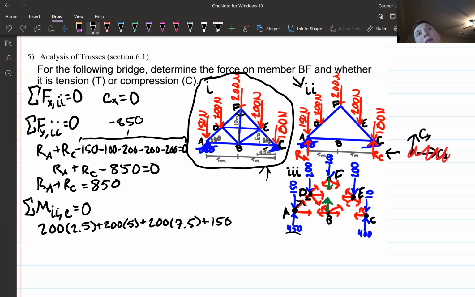plus 150 times 15 times 10. I was getting a little ahead of myself. That ends up equaling 150 there, but I haven't done that out. Minus 10 r sub a equals 0.